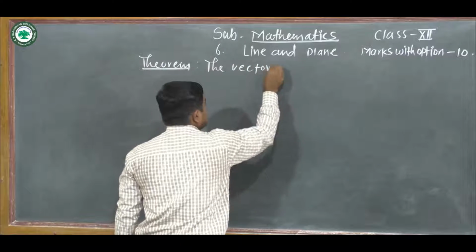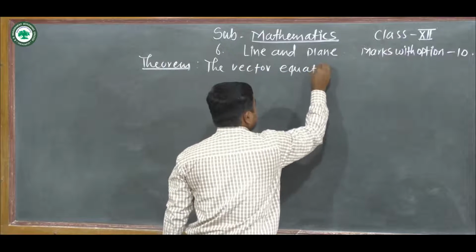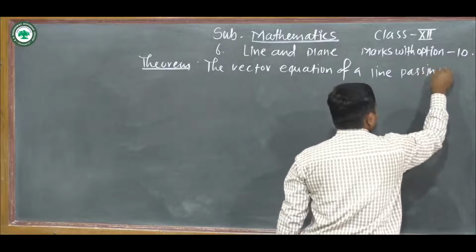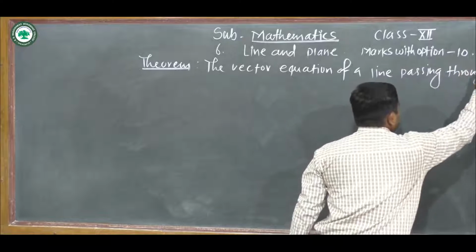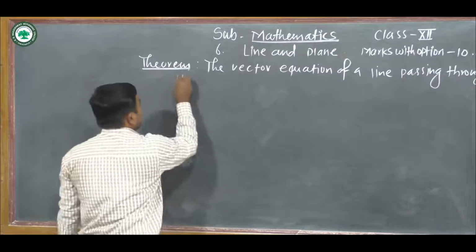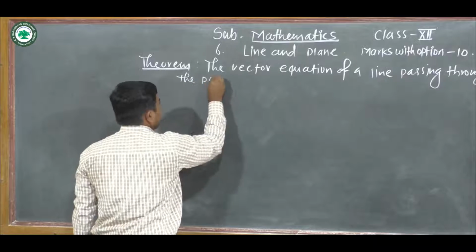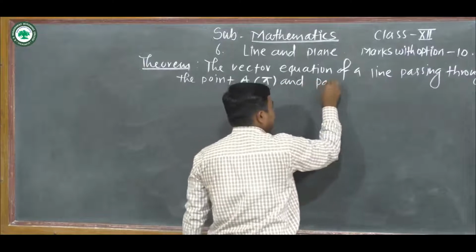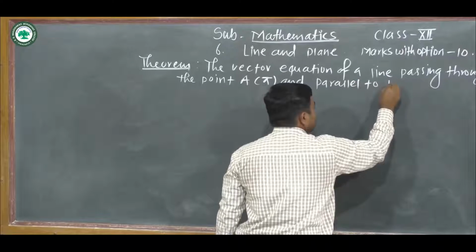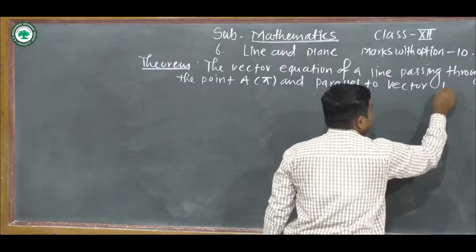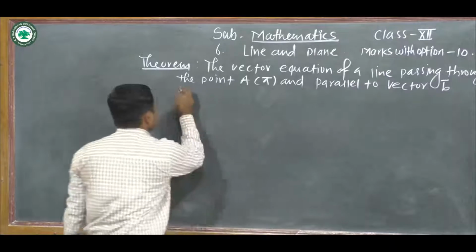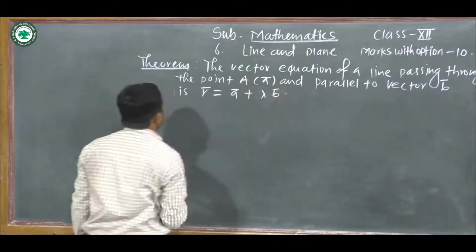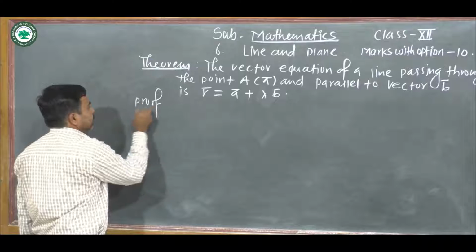The vector equation of a line passing through the point A with position vector A bar and parallel to vector B is R bar is equal to A bar plus lambda into B bar. So let's see the proof of this theorem.